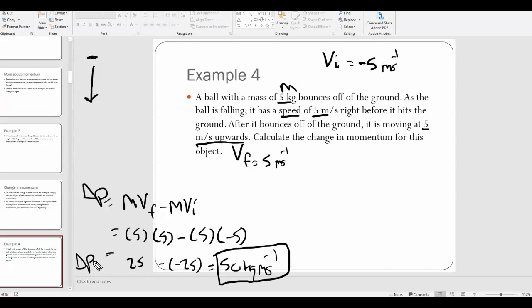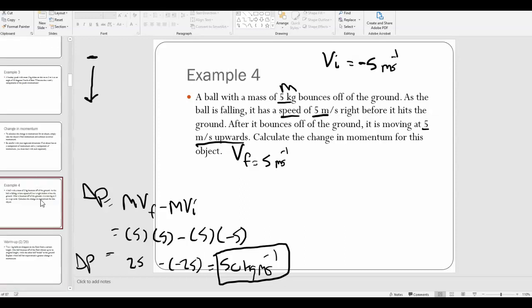Now, another way to think of this concept is by thinking, okay, initially it has a momentum of negative 25 kilogram meters per second, and then afterwards it has a momentum of positive 25 kilogram meters per second. So basically you can think that it changes its motion twice. It's falling, and so it changes its momentum to stop, and then it changes its momentum again to go back up. And the total change in momentum is 50 kilogram meters per second. So please make sure that you pay very close attention to the direction when you're doing calculations with momentum and change in momentum. Pause there if you need to look at that some more.